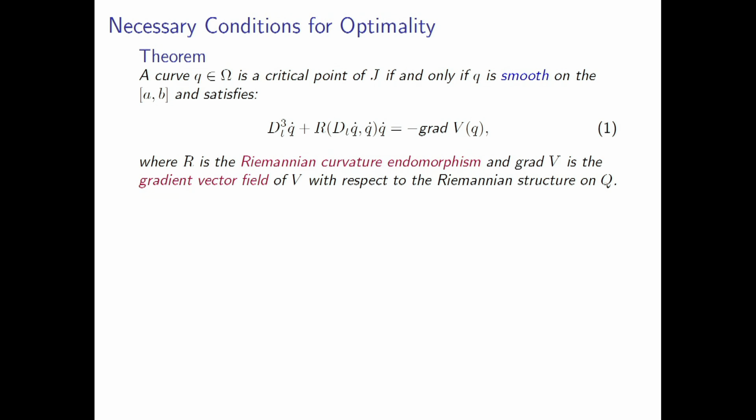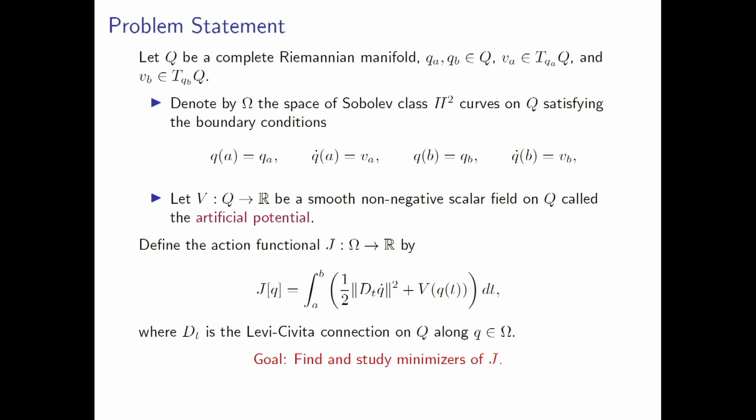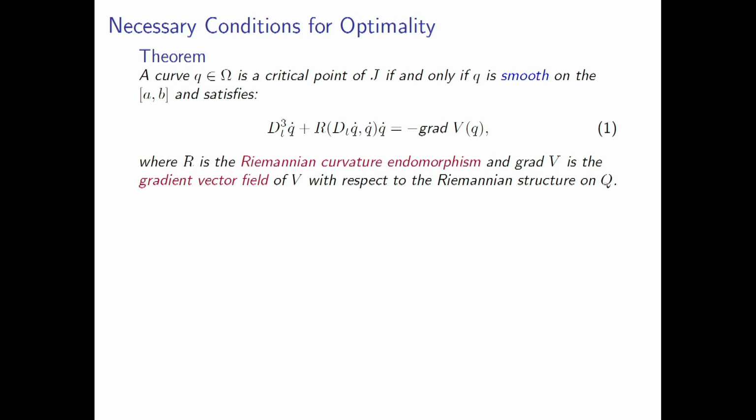So in order to study the minimizers of J, one can first find a necessary condition for optimality, that is, the condition of critical points. And then we have this result: the curve q in Omega is a critical point of the action functional J if and only if q is smooth on the interval [a,b], where the action functional is defined, and satisfies this fourth order equation here. Note that you have this D_t cubed of q dot, so you have a fourth order covariant derivative, R denotes the Riemannian curvature, and grad B is the gradient vector field of B with respect to the Riemannian structure on Q.